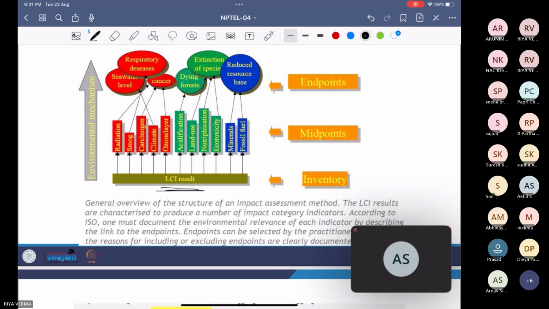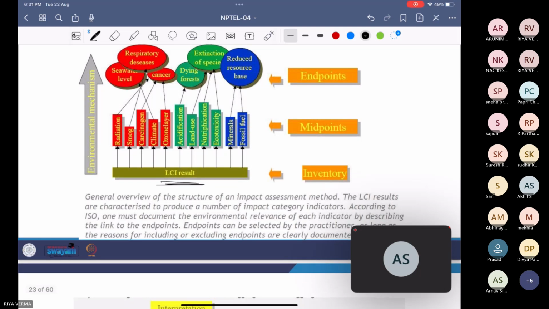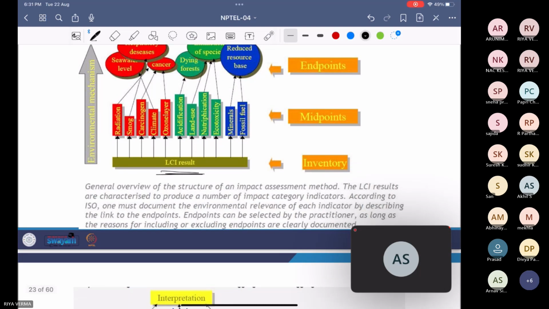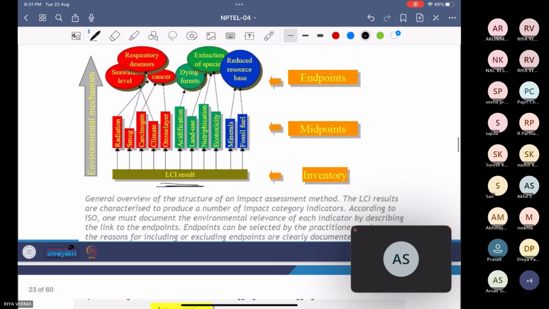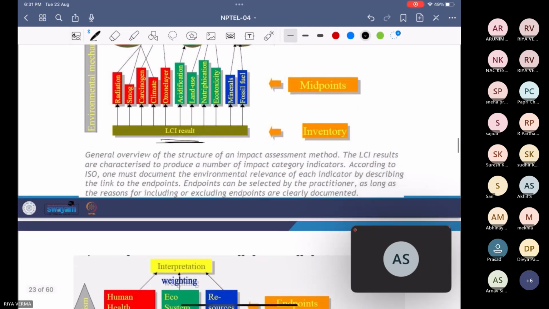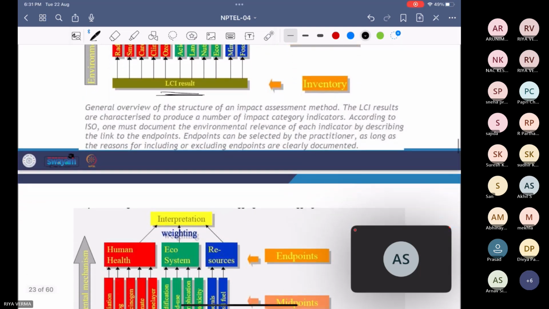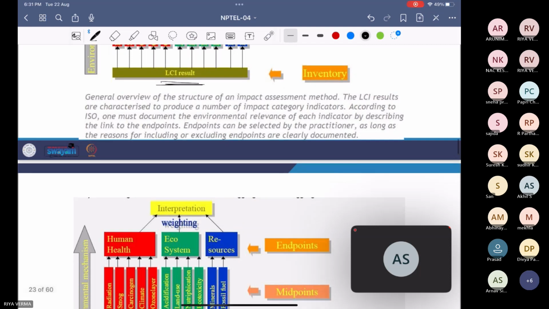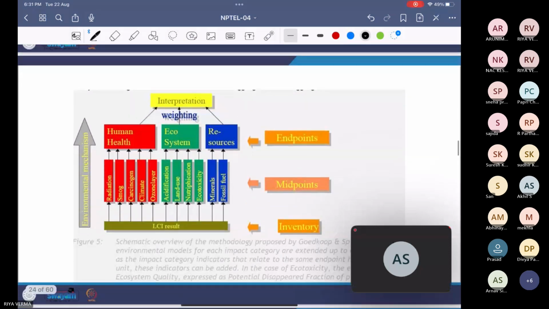And according to ISO, one must document the environmental relevance of each indicator by describing the link to the endpoints, like how the endpoints are linked to all these impact categories, and we can select the endpoints, as long as the reasons for including or excluding the endpoints are clearly documented.